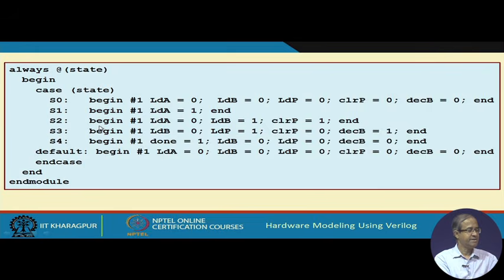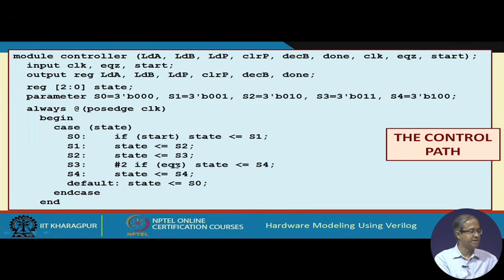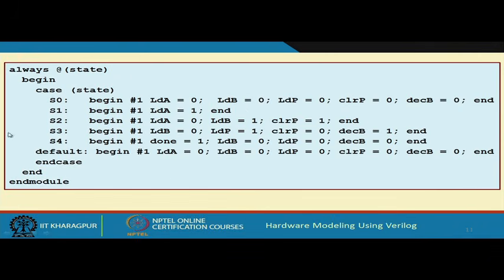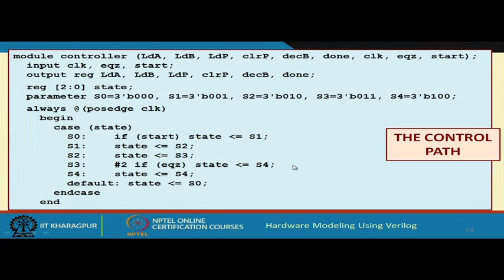And in S3, you will remain until EQZ is true. So these steps will be repeated clock after clock, and finally, when you are in state S4, you activate done equal to 1 and again deactivate all the signals. So, if it is default, again you deactivate all the signals to 0, right. So, this is how you can specify the FSM.